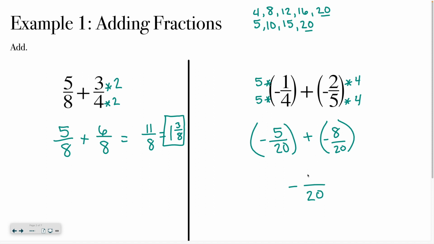So what's 5 plus 8? That's 13. So my answer is going to be a negative 13/20. If you have questions about that, please, please, please reach out for some help. I'm happy to help you.